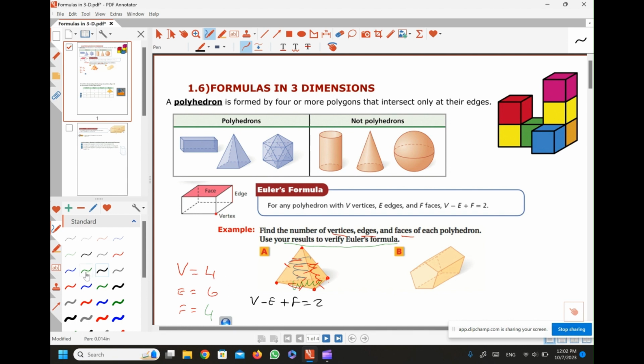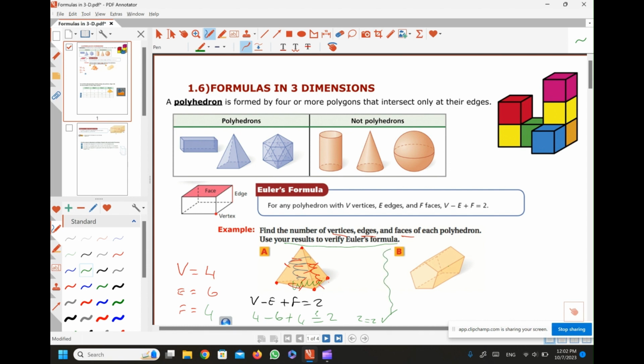Does this work for the outcome that we found here? Let's substitute them back into the formula. Number of vertices is 4 minus number of edges is 6 plus number of faces is 4. Is that equal to 2? Let's see. 4 minus 6, negative 2. Negative 2 plus 4, 2. 2 equals 2. Yes, it's correct. So what we found here is correct. So it applies the formula.